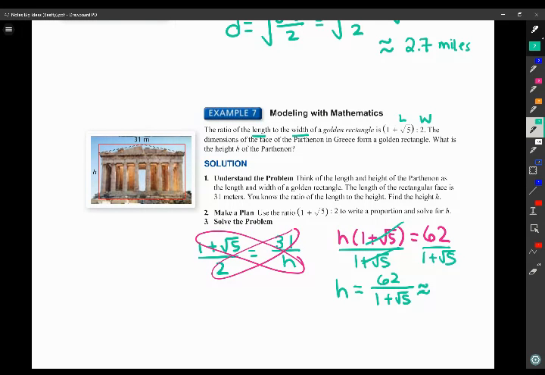So 62 divided by, and when you divide in your calculator, make sure you're putting parentheses around the 1 plus root 5. If you don't, you're not going to get the correct answer. So just be careful with that. So that's going to give us about 19.2 meters if we were looking for it as a decimal.